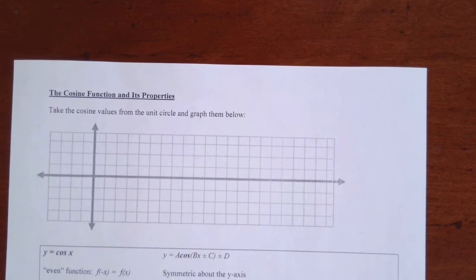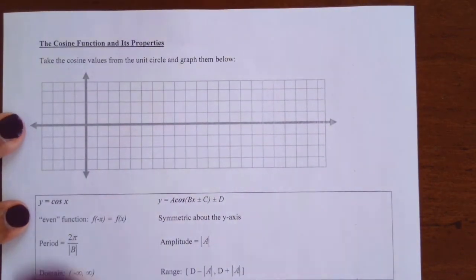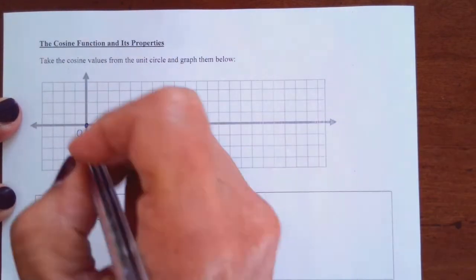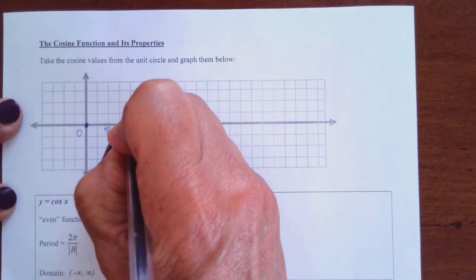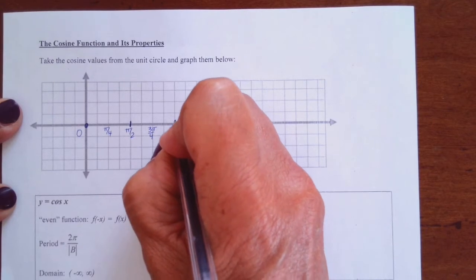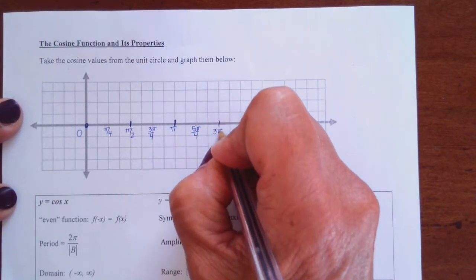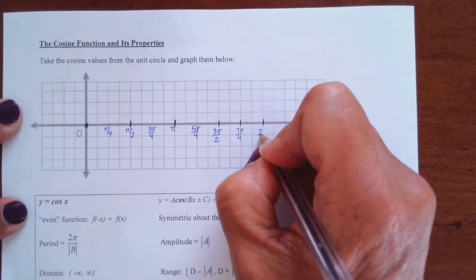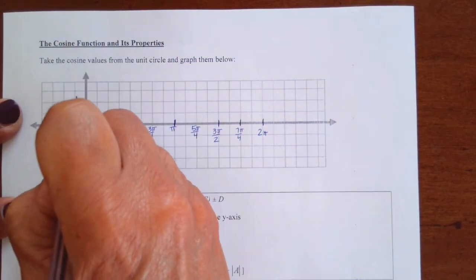We're going to look at its graph and then answer some questions about its properties. So I'm going to do the same thing. Here's 0. Here's pi over 4, pi over 2, which is the one I'm going to graph, 3 pi over 4, pi, 5 pi over 4, 3 pi over 2, 7 pi over 4, and finally 2 pi. Same thing with cosine. We don't get any higher than 1, and we don't get any lower than negative 1.